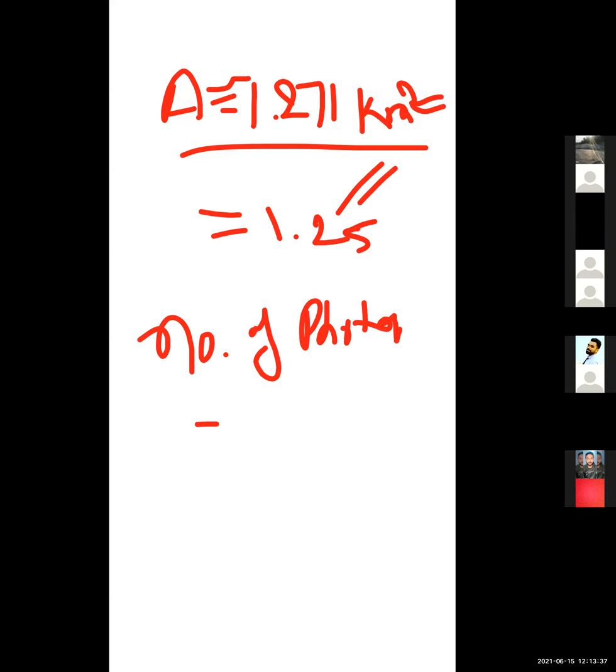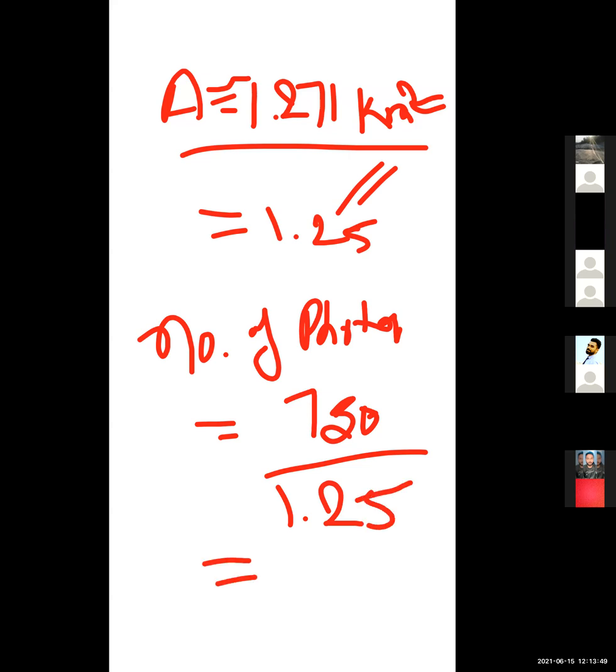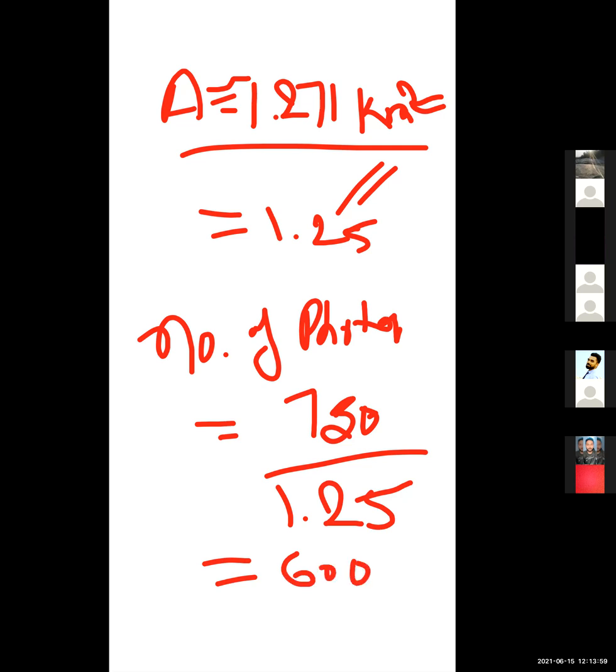The number of photographs: 750 kilometers square is the total area, and the area covered by one photograph is 1.25. So how much is the value? 600, ma'am. The total number of photographs is 600. Okay, so this is clear to all.